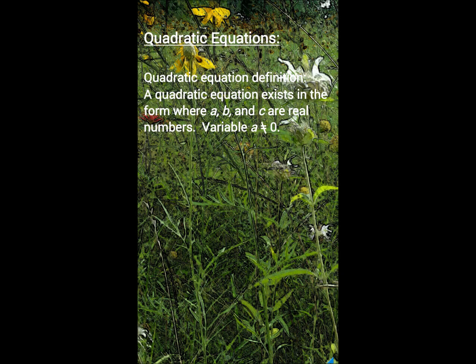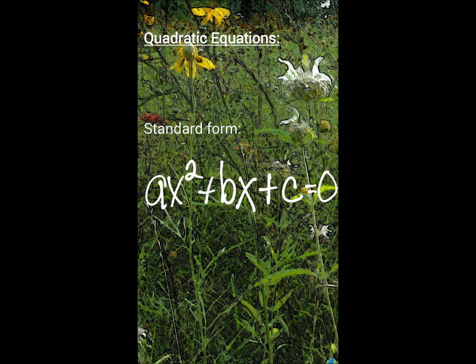Quadratic equation exists in the form where a, b, and c are real numbers where a isn't equal to 0, and in standard form it's ax squared plus bx plus c equals 0. Sometimes a quadratic equation is called a second degree equation, only because the left side is a polynomial of degree 2.